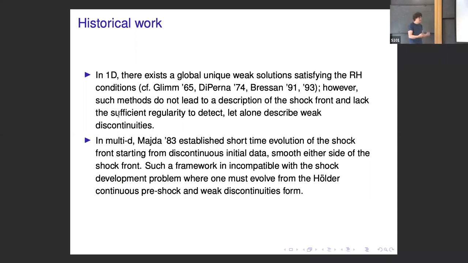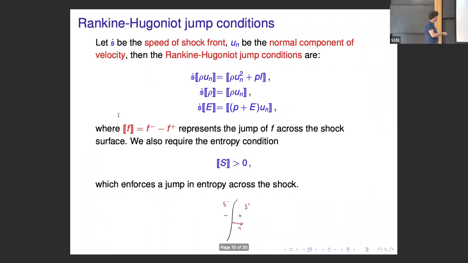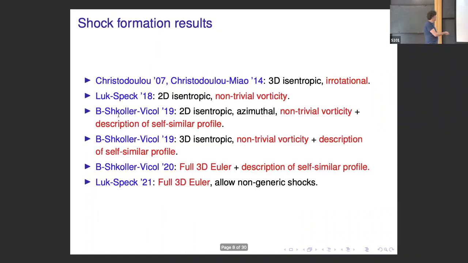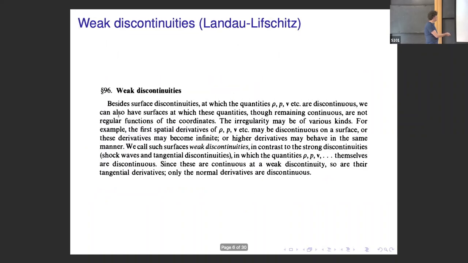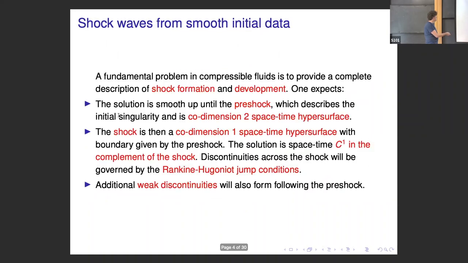Because the derivatives are involved in higher derivatives. So implicitly, I'm actually assuming... I will a posteriori show that we actually have more regularity than C1 on either side. And this is what you actually need in order to describe the weak discontinuities.